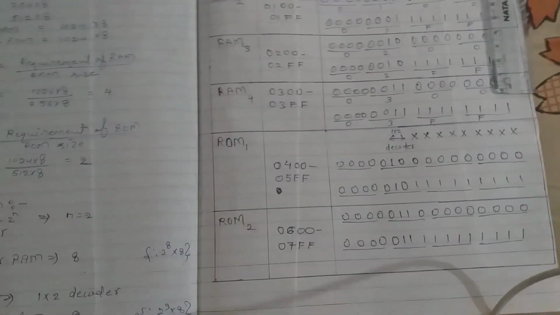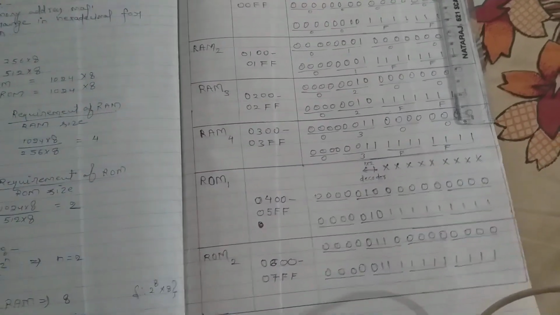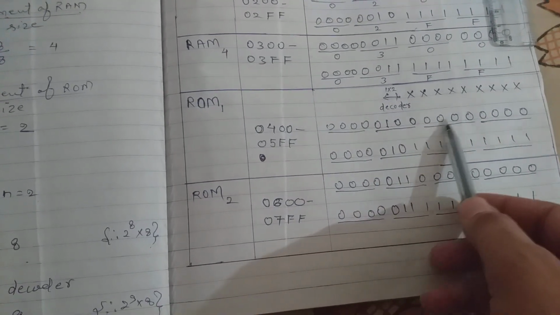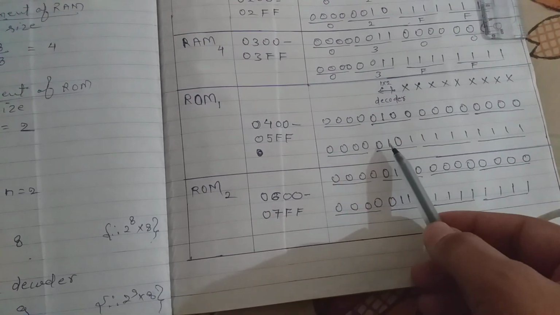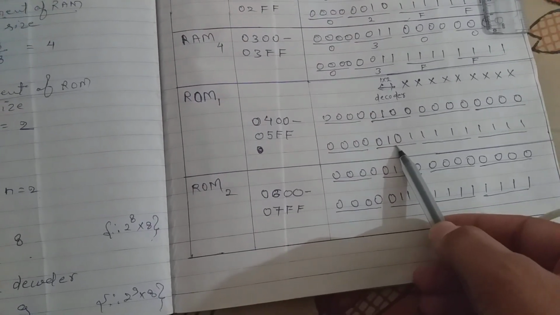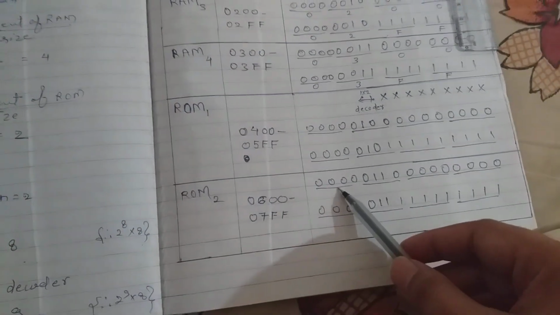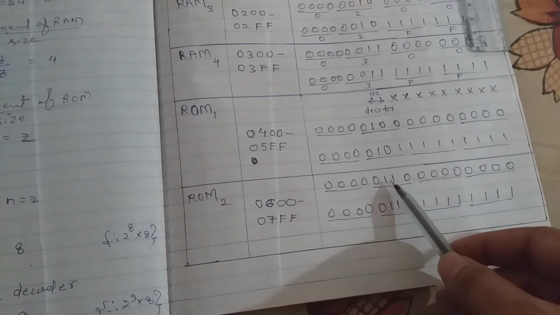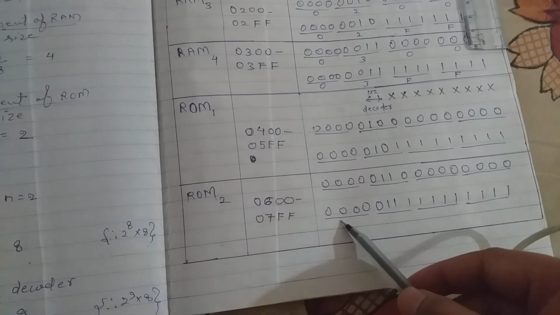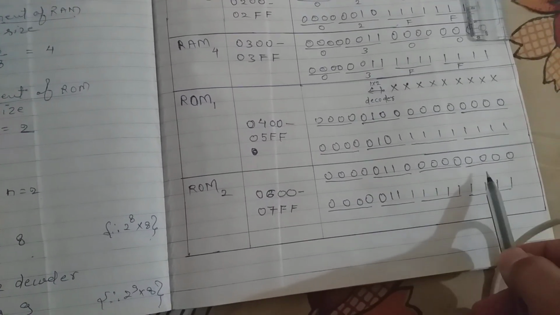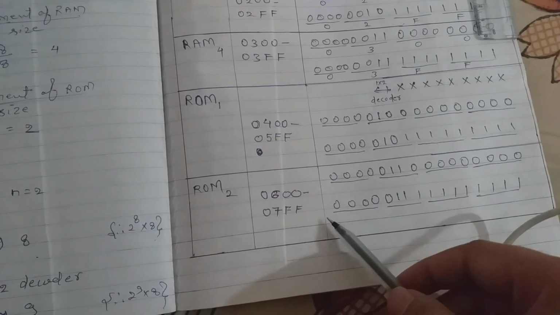So you can see that in the video we have solved for RAM, and we will also solve for ROM. 0 4 0 0 0 4 FF, 0 5 0 0 0 5 FF, 0 6 0 0 0 6 FF, 0 7 0 0 0 7 FF.